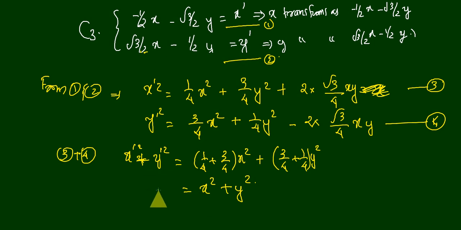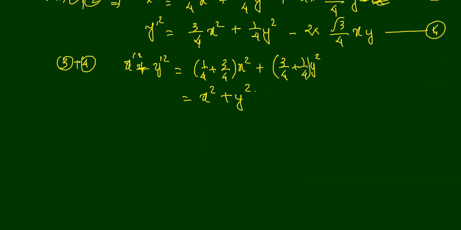x dash square plus y dash square എന്ന് പറയുന്നതിന് എങ്ങനെ പറയാം? x square plus y square transforms as x square plus y square itself എന്ന് എഴുതാം അല്ലേ? So x dash square plus y dash square is equal to x square plus y square. This is a very important equation. So x square plus y square transforms as 1.